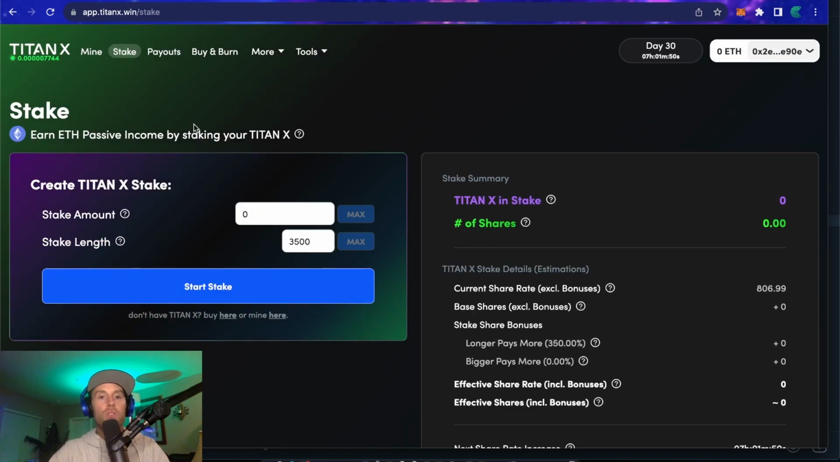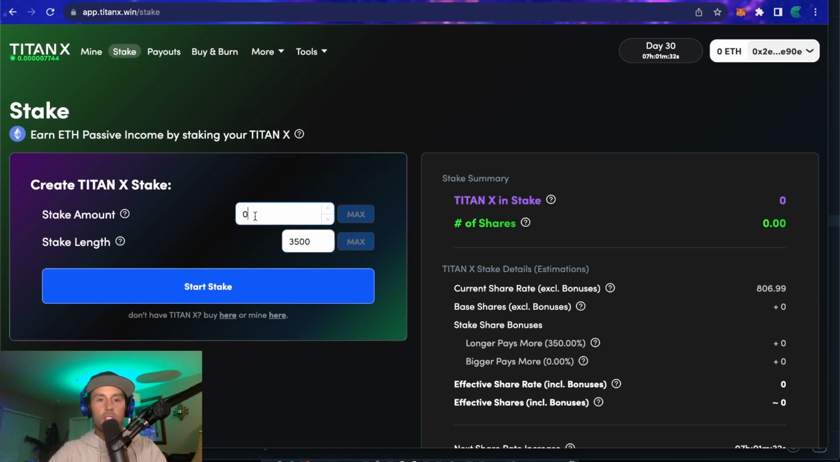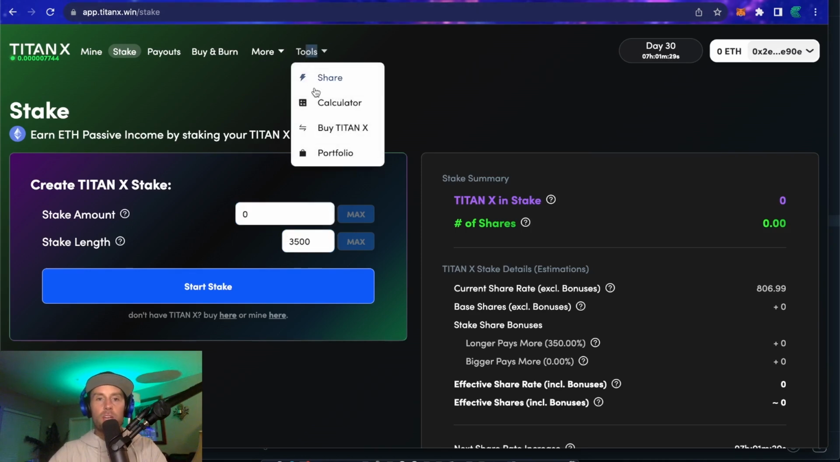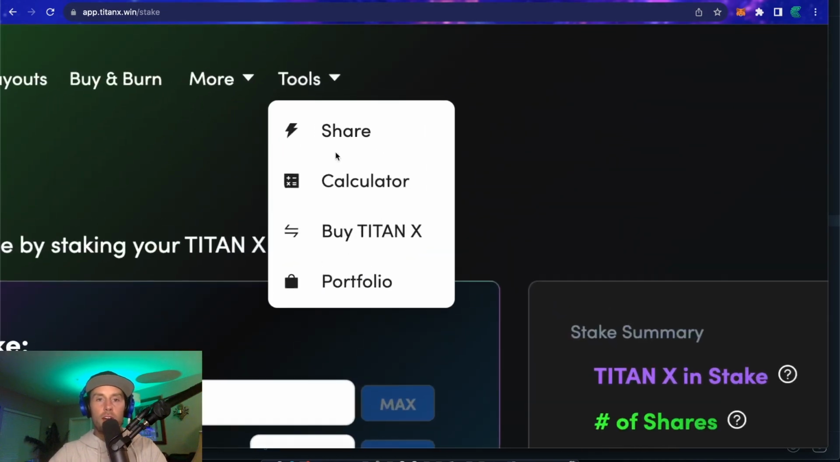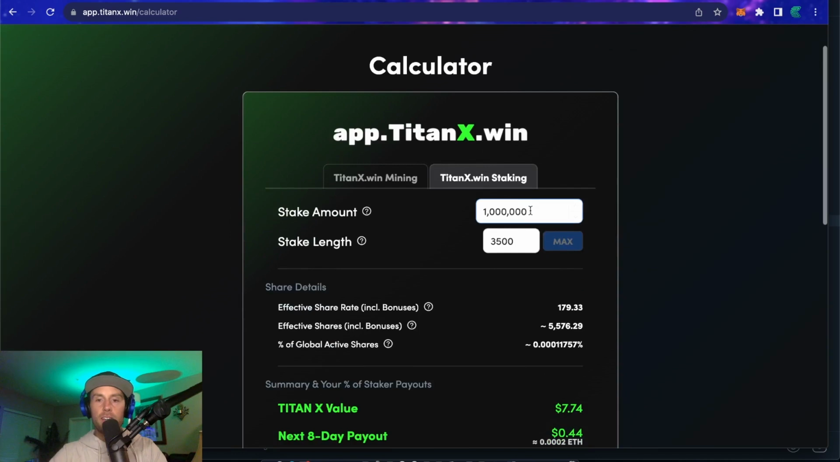And when you do that, you have a minimum and a maximum of the days you can stake your TitanX. So let's say we had 1 billion TitanX, and let's go over to the calculator here, just so I can show you guys this very quickly, because sometimes this site doesn't like to work and show you the numbers within this. So we've got to go over to under Tools at the top. We're going to click on Tools, go to Calculator, and we're going to go to TitanX staking. We're going to add a few extra zeros here.